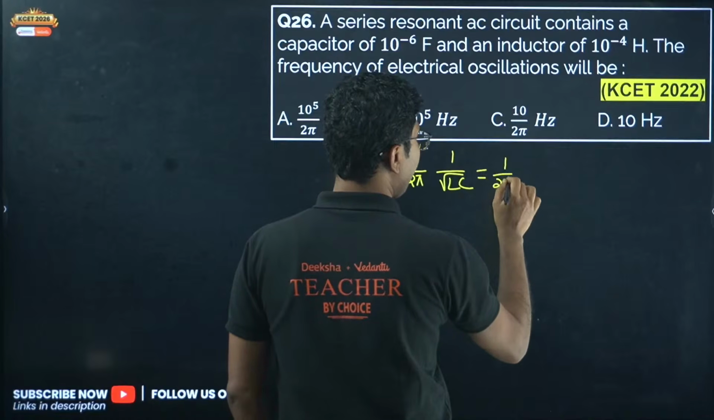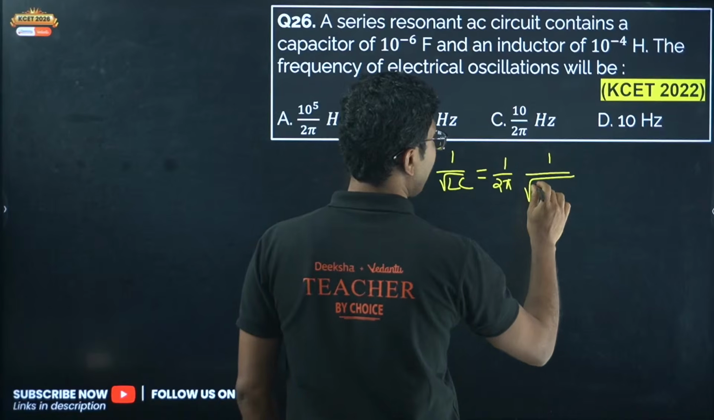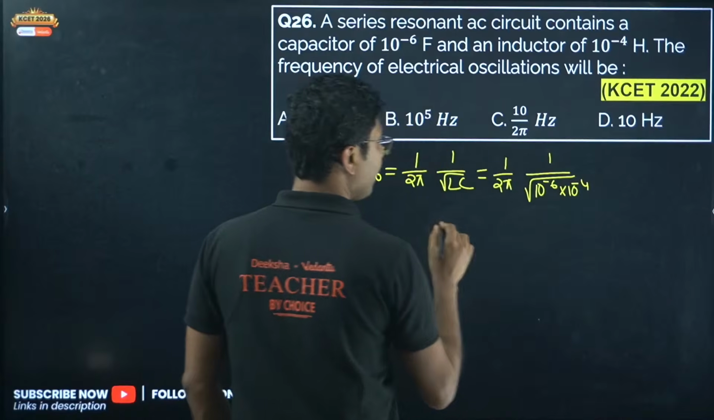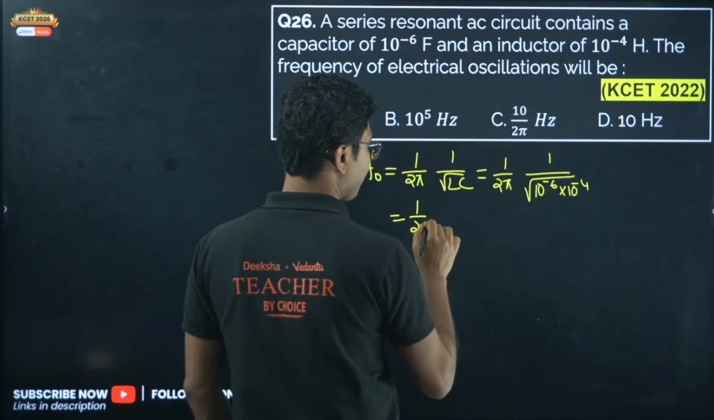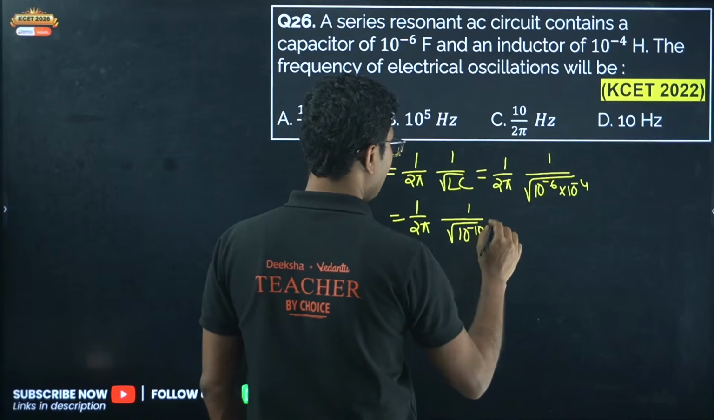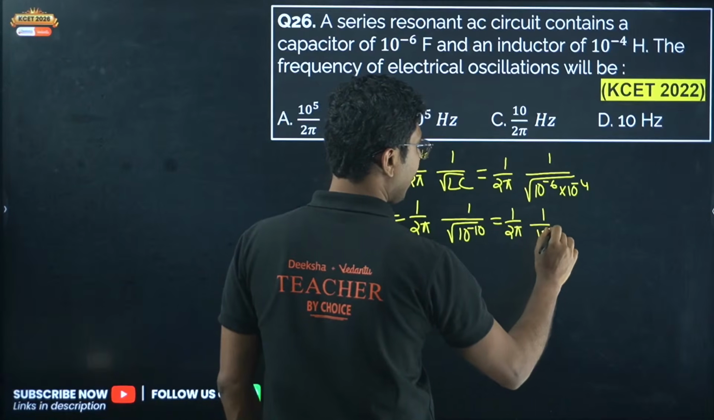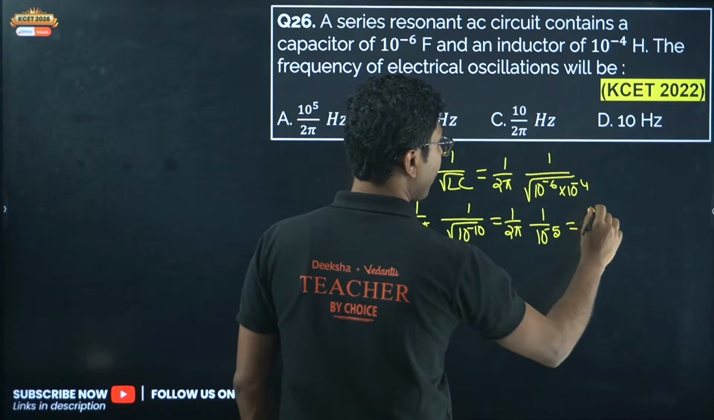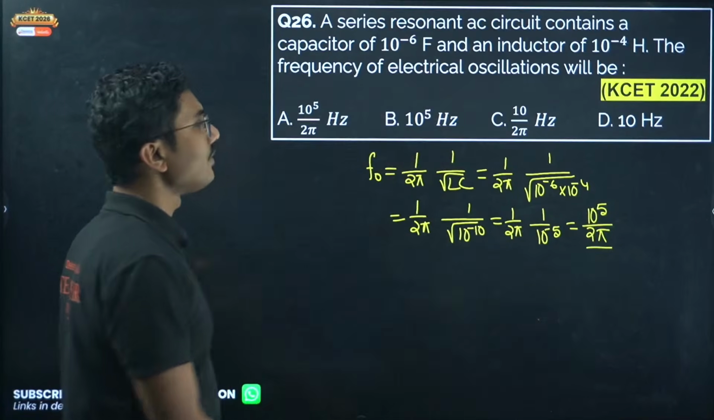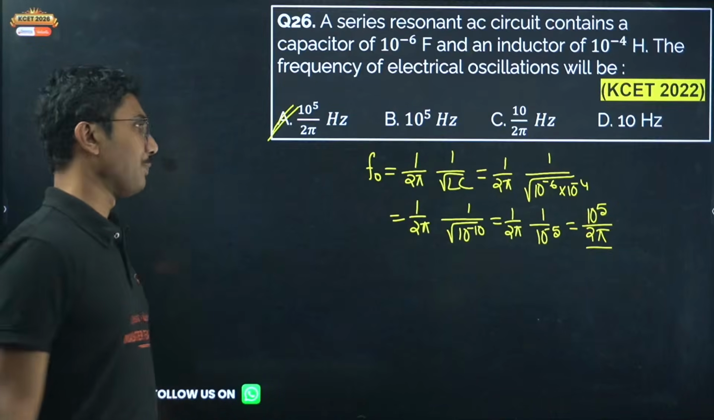So 1 by 2 pi square root of 10 to the power of minus 6 into 10 to the power of minus 4. So it will be 1 by 2 pi 1 by square root of 10 to the power of minus 10. So it will be 1 by 2 pi 1 by 10 to the power of minus 5. So 10 to the power of 5 divided by 2 pi, that is F naught. So correct answer is option A.